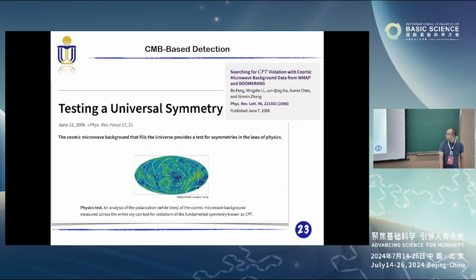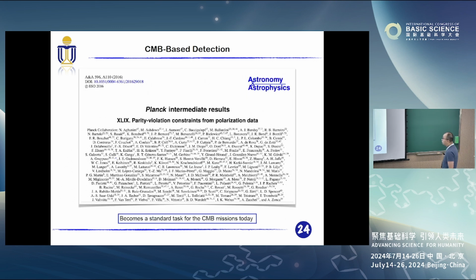And after that, Xinmin Zhang and his collaborators from the IHEP in Beijing performed the first real data analysis, and I think this is a media report about their analysis. And nowadays, such measurement has become a standard task for the CMB missions.